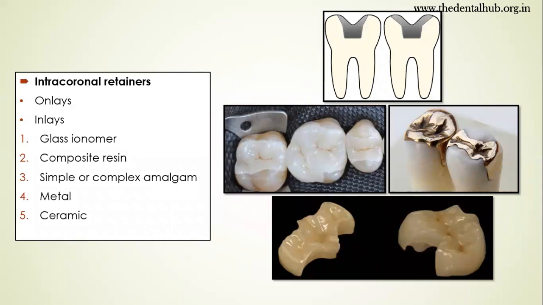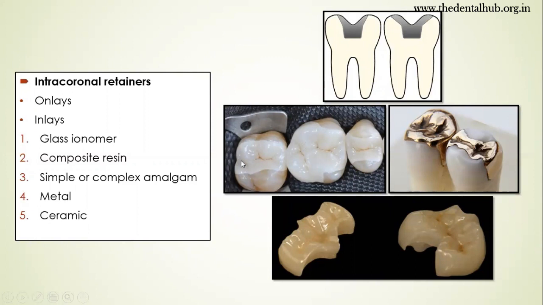Now we come to intracoronal retainers, which can be of two types, onlays and inlays. This is an inlay, this is an onlay. Defining it, inlay is a fixed intracoronal restoration which is made outside of a tooth to correspond to the form of the prepared cavity and then is luted to the tooth. Onlay is a partial coverage restoration that restores one or more cusps and adjoining occlusal surfaces or the entire occlusal surface and is retained by mechanical or adhesive means.